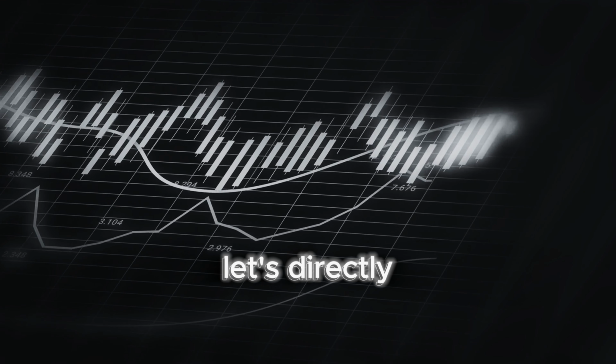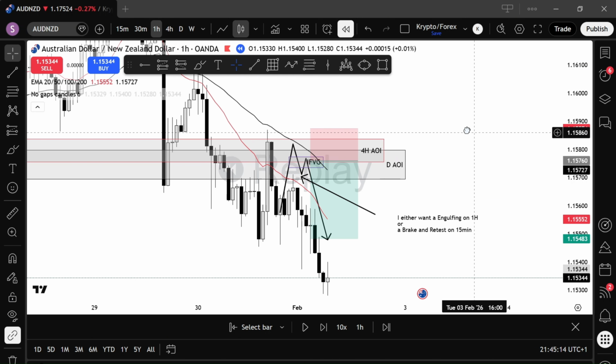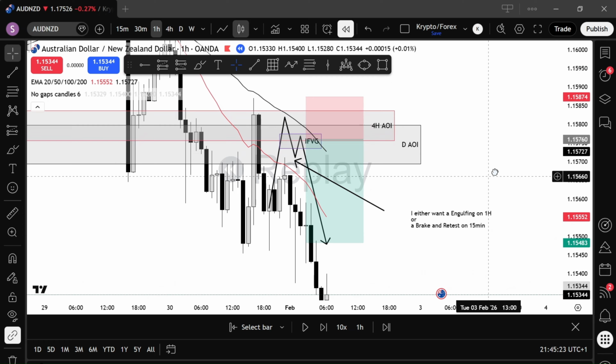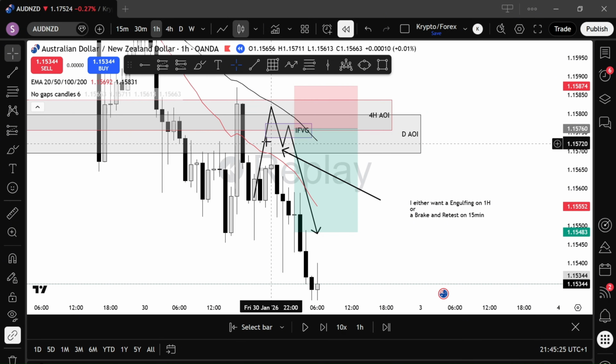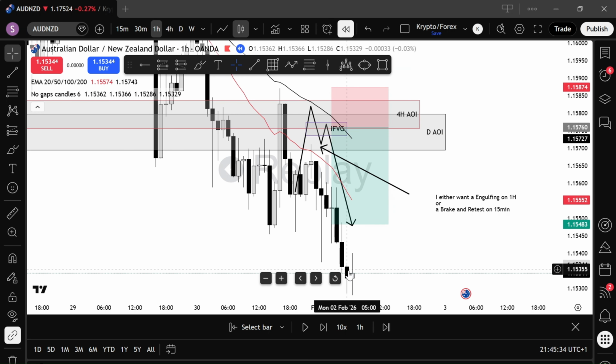So let's directly hop on the chart. Let's just start with the first pair that you watched last week, and that would be AUD NZD. As you can see, I drew in this trade right here when it was at this point, and now we had a little retest, right? But it never came into both of my areas of interest, just in the daily and not in the 4-hour too. And we launched directly down.